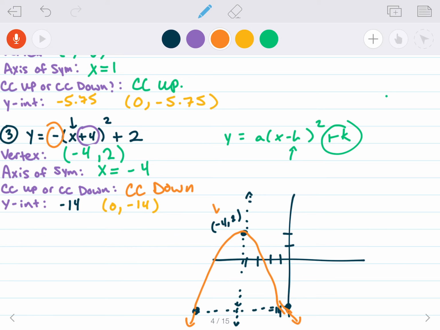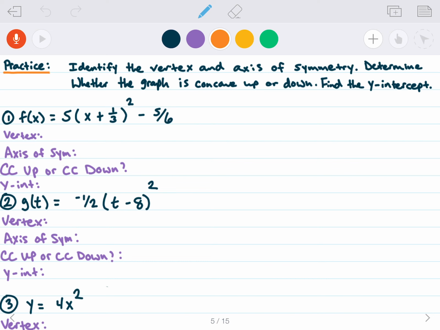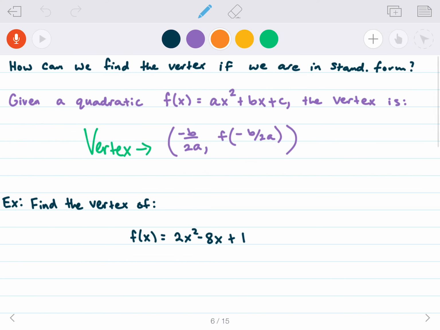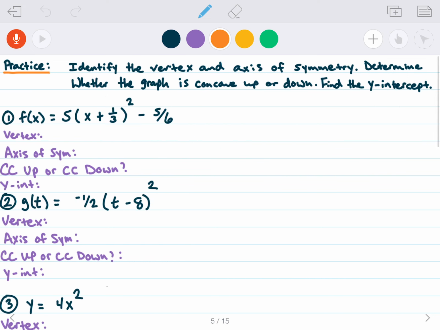So vertex, y-intercept, and then just another random point that we found, because a parabola is symmetric on both sides of the axis of symmetry. Let's do some more examples and then we'll move on.